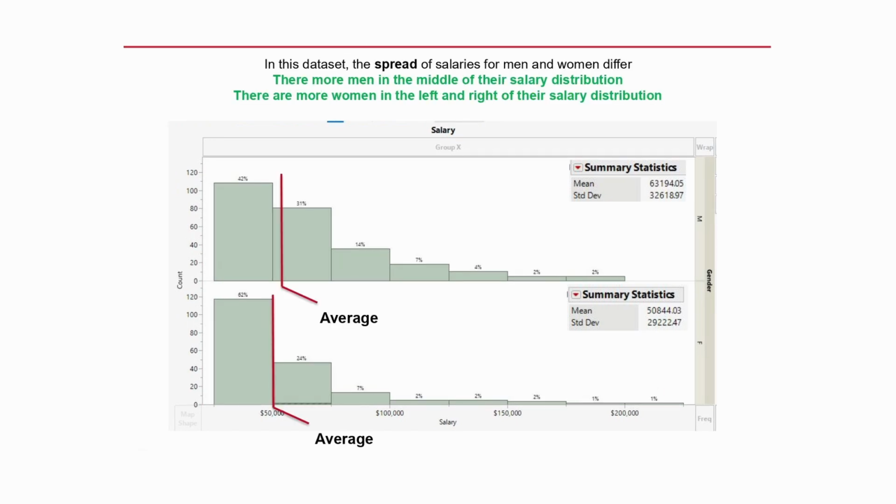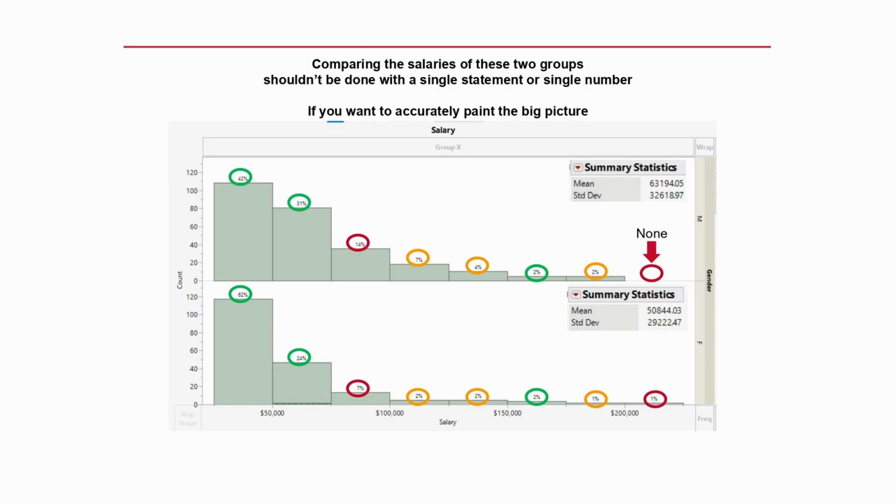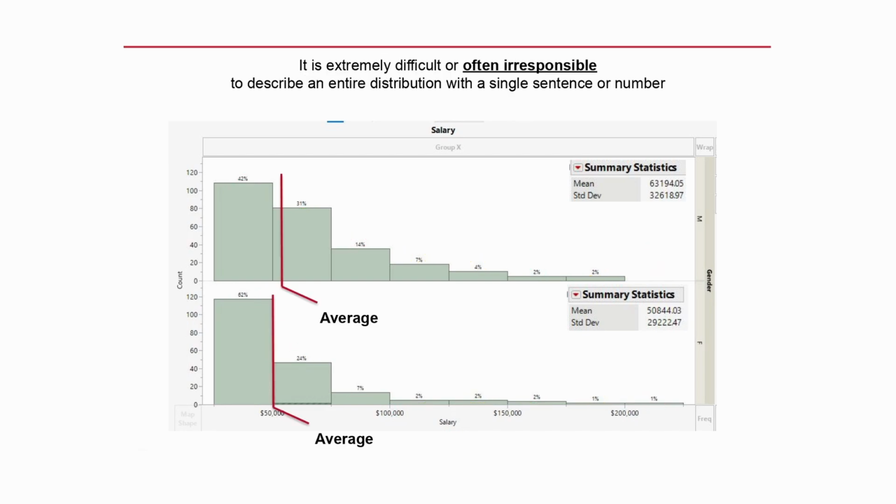A more holistic big picture description would also include how spread the salaries are. Yes, both groups have more lower salaries than not, but the women's salaries are a little bit more spread out, which means there are more women on the far right-hand side than there are men on the right-hand side. This is an example to show you that to describe a histogram with a single statement or single number in the best case scenario is extremely difficult, but worse is often irresponsible, because by doing so, you are missing out on some, maybe a lot of crucial details and only telling some of the story, not the whole story.